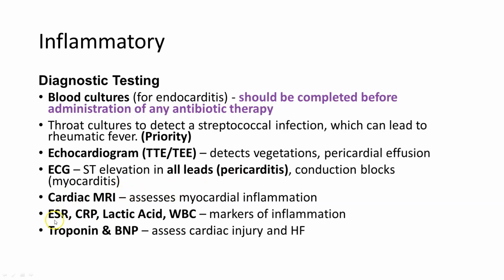Of course, we're still going to look at our ESRs, our CRPs, our lactic acids, our WBCs, because those are all going to be markers of inflammation. And yeah, I would still want a set of troponins and a BNP at least early until I've ruled out a myocardial infarction. And this is typically what you'll see. You'll get in this client and they'll be diagnosed with one of the inflammatory heart diseases, and instead of having that normal 3 sets of troponin, we only have 1 troponin, because we're pretty sure that the chest pain is related to the inflammatory process and not to an actual MI.